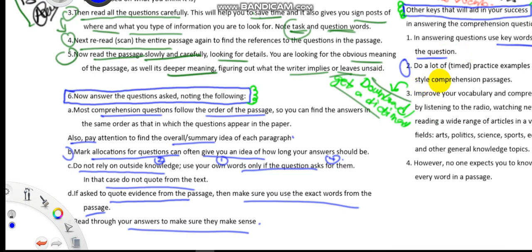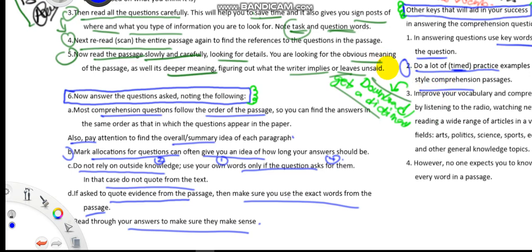Two, this is something that is really important. Do a lot of timed practice example questions. Find past examination questions. Practice answering these questions in the time that will be given in the examination. If the exam requires you to answer a comprehension passage in 30 minutes, stick to 30 minutes in answering all of the questions. This will be really, really good. And do a lot and lot of examples.